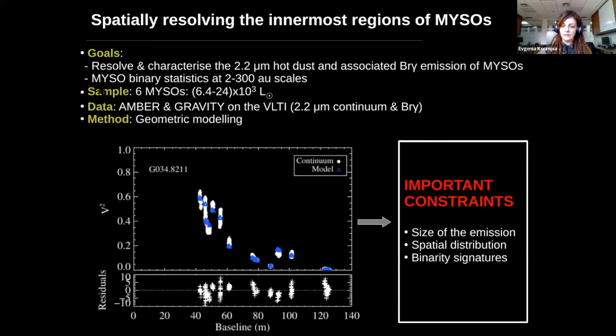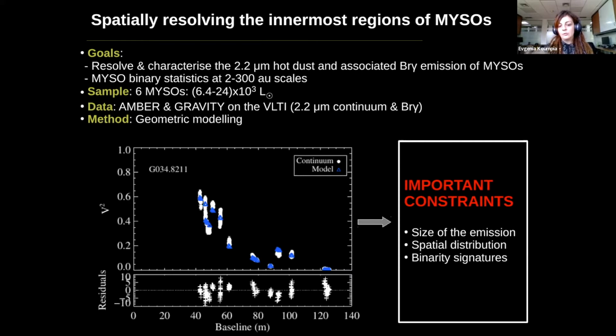The data we use are from GRAVITY on the VLTI, and the main method is geometric modeling. And here I show just an example of such geometric modeling towards one MYSO in our sample. This is what is called a visibility curve, visibility over baseline. And basically, the data points, the observations, are white, the models are blue.